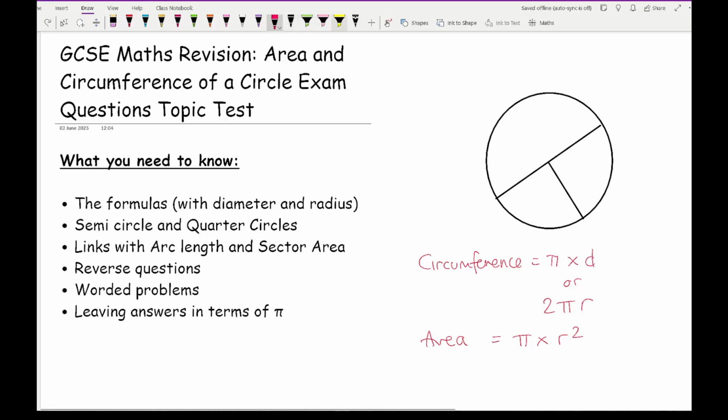Now if you're given a semicircle, remember that if you're working out the perimeter, that it's going to be this arc length, which is this here, plus the straight edge. So always be mindful of adding the edges, and I would always recommend that you label each of the parts of the perimeter and then work them out separately, but just be mindful of that.